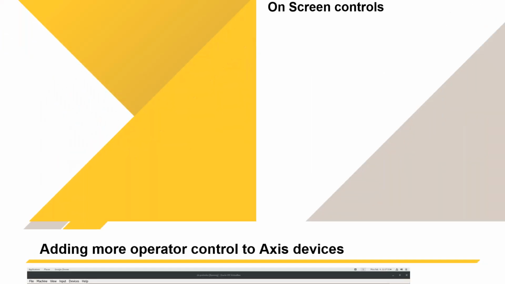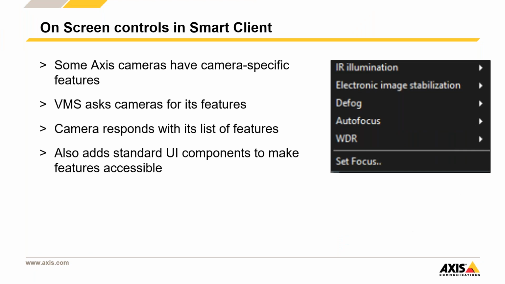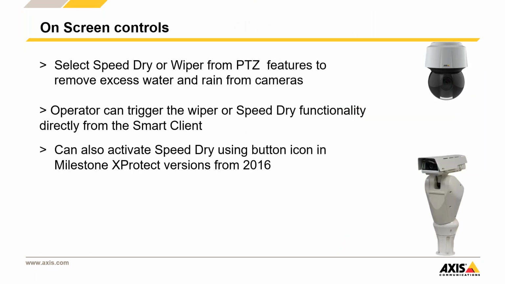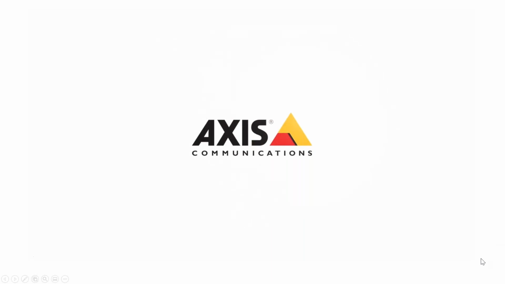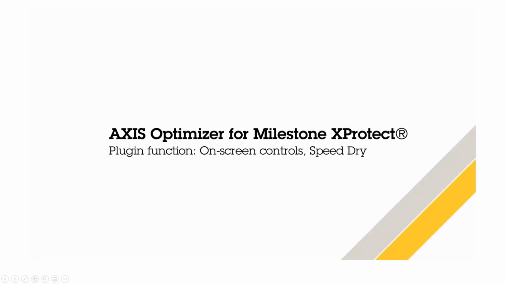So jumping to the on-screen controls, we looked at that quickly. So here, when you look at advanced cameras like the Q61, which has the speed dry feature, or you look at cameras that have a wiper feature, you will now get extra functionality to allow you to actually utilize that in Smart Client. So I'm just going to show you now how that actually looks for speed dry.